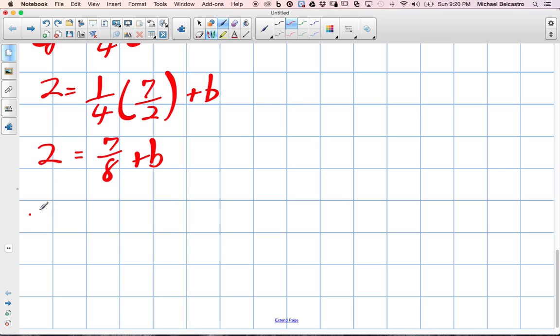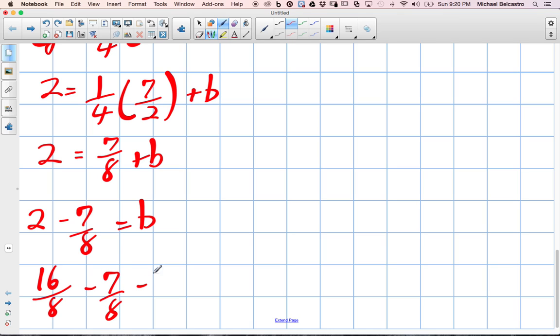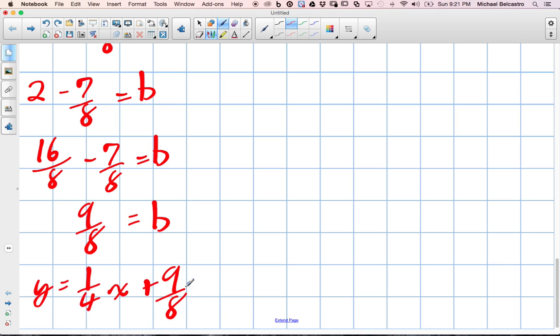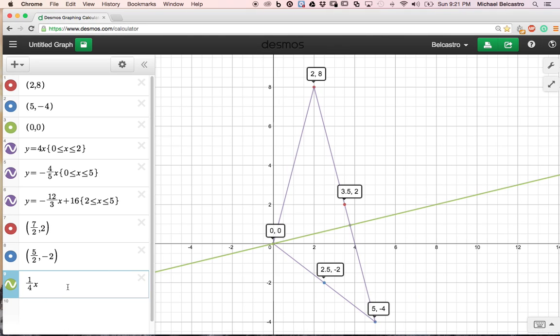When I bring that to the other side, we get 2 subtract 7 over 8 is equal to b. In order to add or subtract fractions, we need the denominators to be the same. So this is going to be 16 over 8 subtract 7 over 8, which will equal our b value. So our b in this case would be 9 over 8. Great, so when we plug that in for our equation, the slope was 1 over 4 x, and our b value is 9 over 8. You can put that as a decimal, but I'm going to use fractions just because I find them simple to work with.